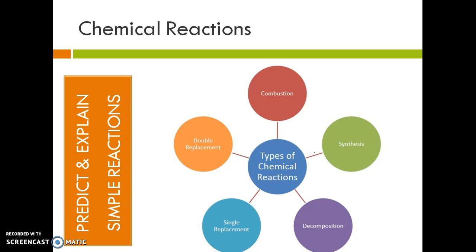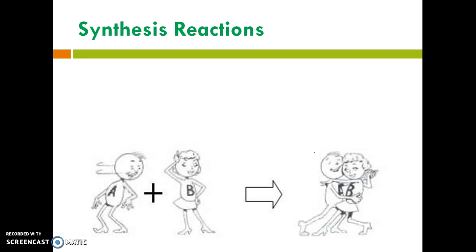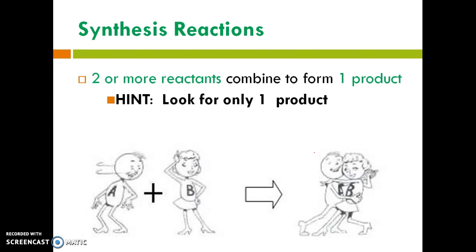So let's begin with synthesis. Synthesis reactions, you can see here, are pretty straightforward. They are 2 or more reactants, A plus B, but they always combine to form one product. Magnesium and nitrogen combine to form magnesium nitride. If you look at the picture, 2 reactants come together. So the key is only ever look for one product for these types of reactions.